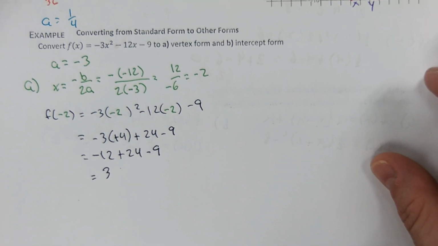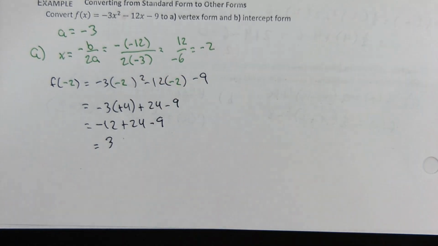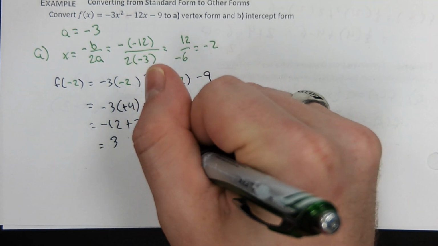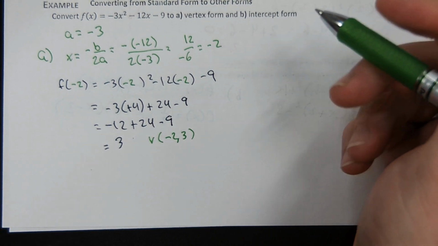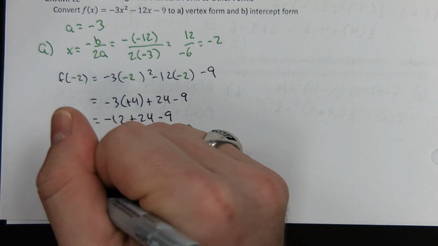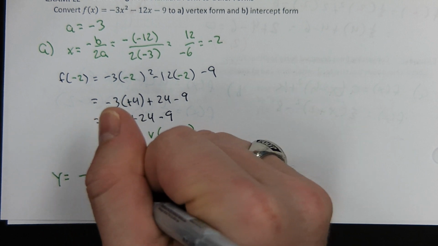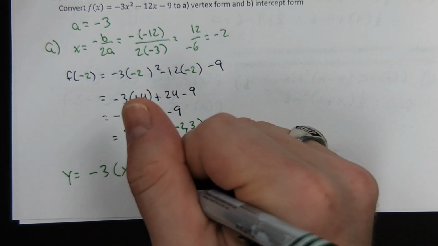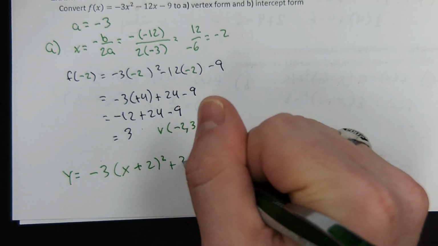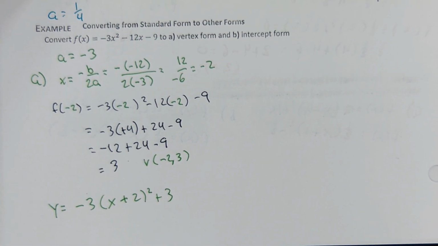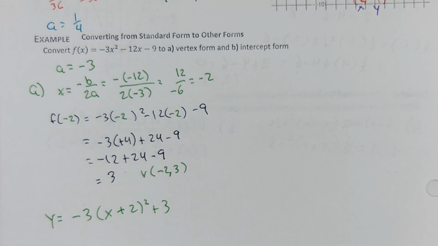So I know my vertex is going to be at -2, 3. And I know my A value is -3, so I'm ready for vertex form. Y equals A times x minus h, so x minus -2, quantity squared, plus k. There it is. Vertex form. So you find the vertex and steal A. Hopefully you don't think that's too crazy hard.